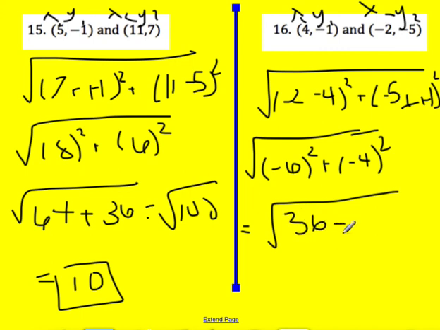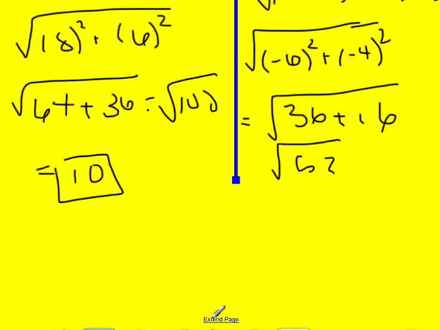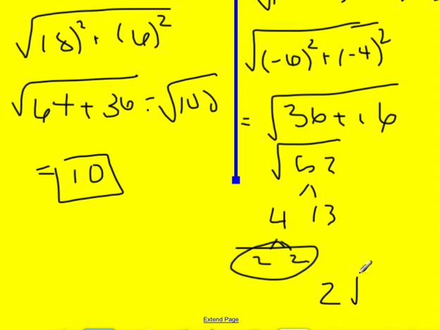So then you have 36 plus 16, and then we have the square root of 52. Now I need to break that down into pairs. So I can divide 52 by 4, and I get 4 and 13, and then I get 2 and 2. So I have a pair of 2s that I can pull out, and left underneath the radical is 13. So 2 square root of 13 is my final answer.